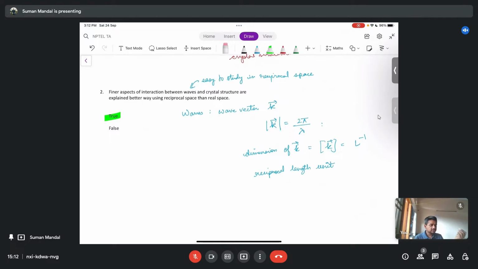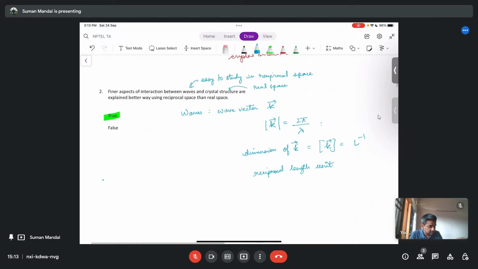Whereas the real crystal structures are in real space, because we know in terms of length, the associated lattice parameter is in angstroms, so it's in real space. In order to study them both together, we need to bring them to the same coordinate system. We can either choose real space, or we have to choose the reciprocal space.